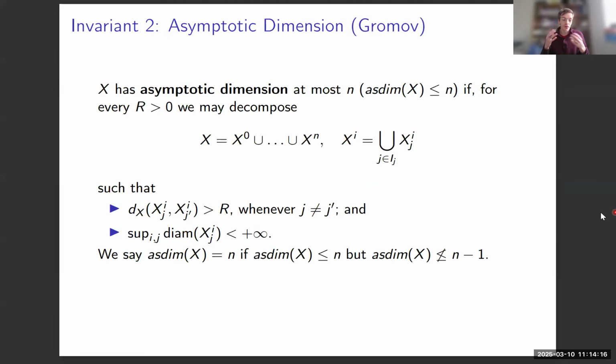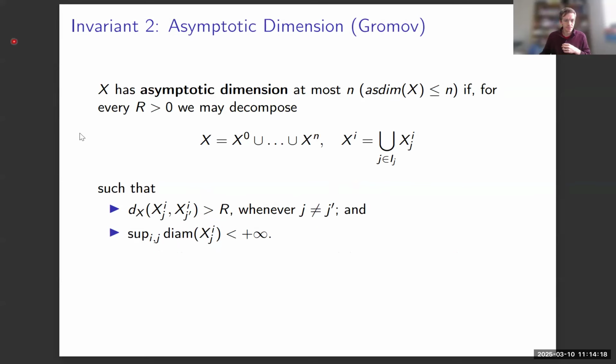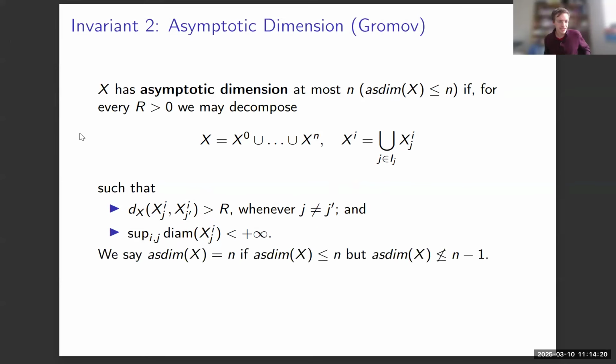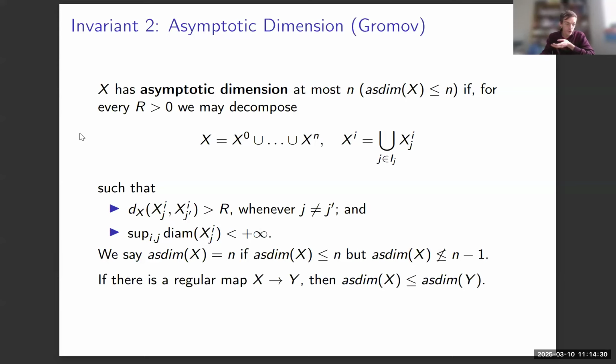Okay, so that's the definition for asymptotic dimension at most n. And for the equality, we say you have equality if asymptotic dimension is at most n, but asymptotic dimension is not at most n-1. So like growth, the key property that we're interested in for this invariant is its behavior with respect to regular maps. And here it's nice and straightforward. If there's a regular map from x to y, then the asymptotic dimension of x is at most the asymptotic dimension of y.